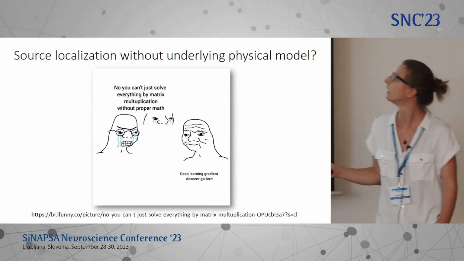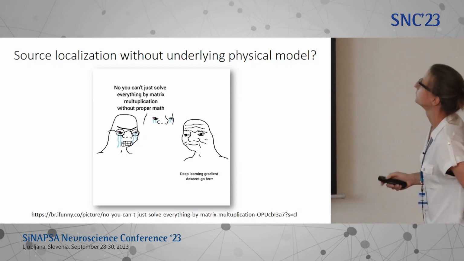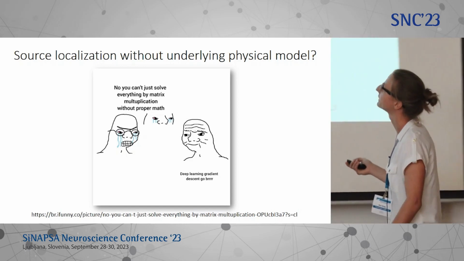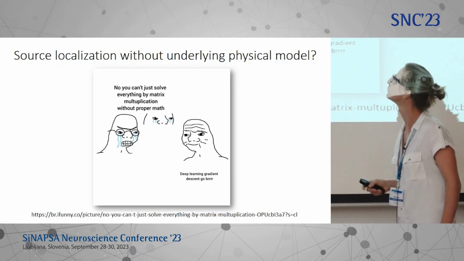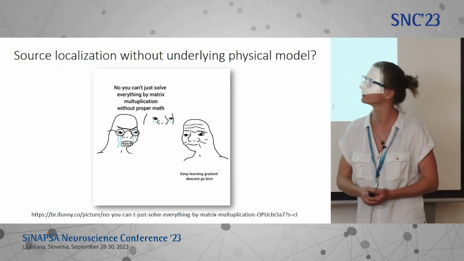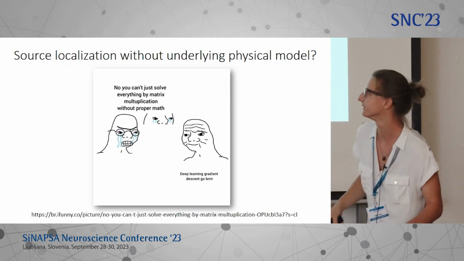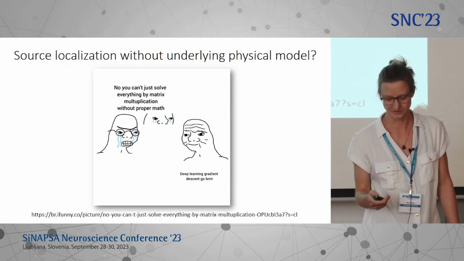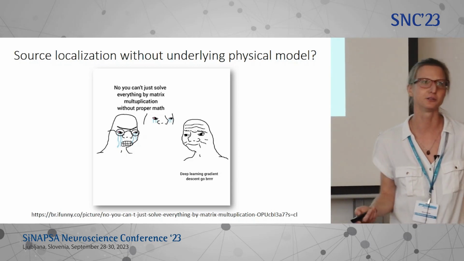So the question here is, can you do source localization without an underlying physical model? And there is this funny meme I really like. No, you can't just solve everything by matrix multiplication without proper math and physics. And then there comes deep learning gradient descent and says, brr, I don't care because it works, right?